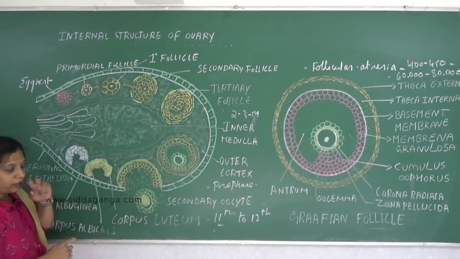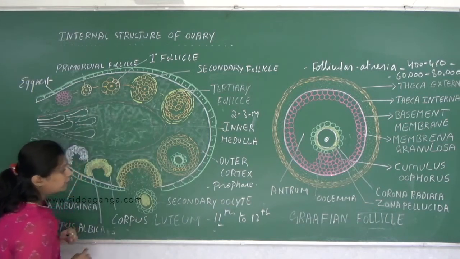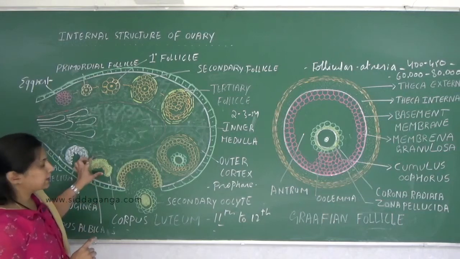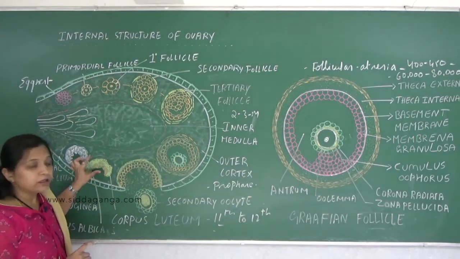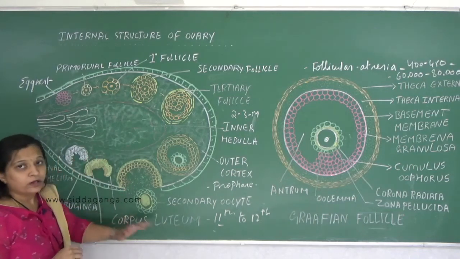So the corpus luteum is a yellow body. Why is it called a yellow body? It is yellow in color. Why is it yellow in color? It is because of the presence of lutein pigment. So what is present in the corpus luteum? The presence of lutein in the corpus luteum is why it is yellow in color.